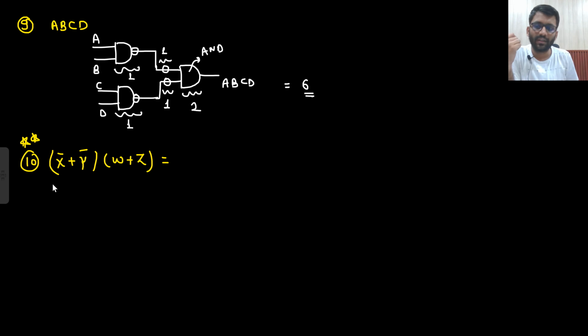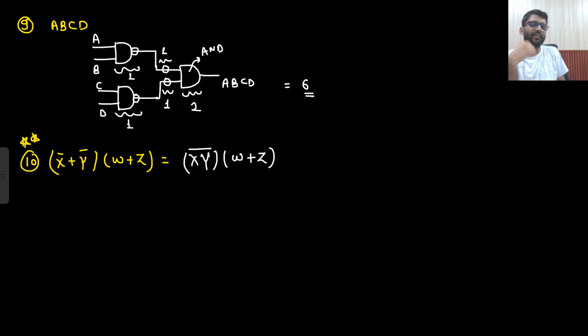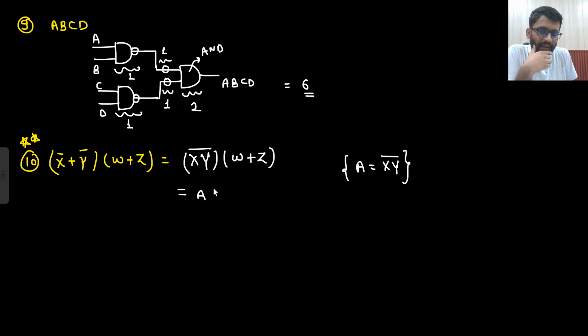How will you change it? This is x bar plus y bar. Can I write it as xy bar, into w plus z? Can I write in this manner? And I am assuming a as xy bar. My a is xy bar. So if I assume this a into w plus z, that can be replaced with wa plus za.